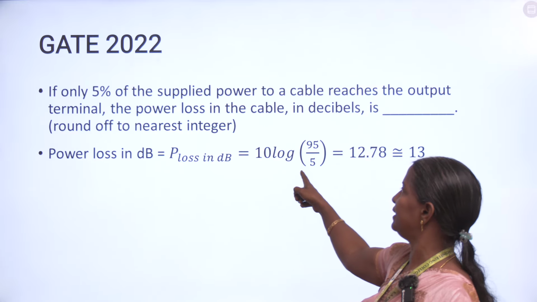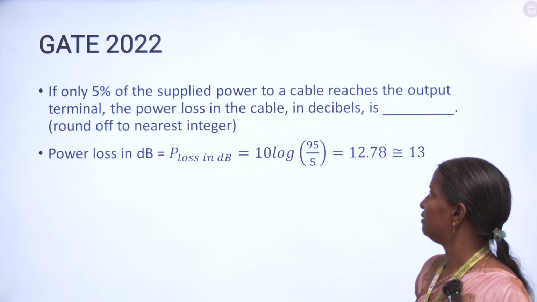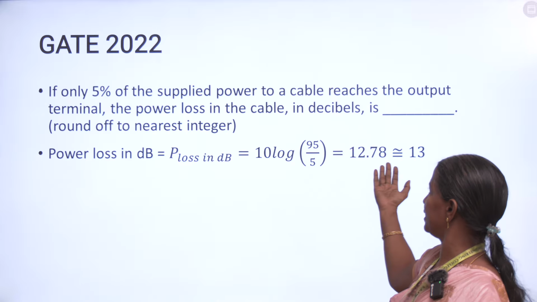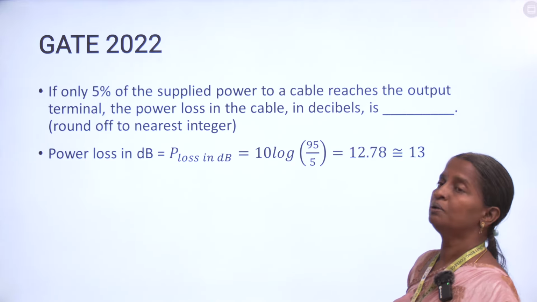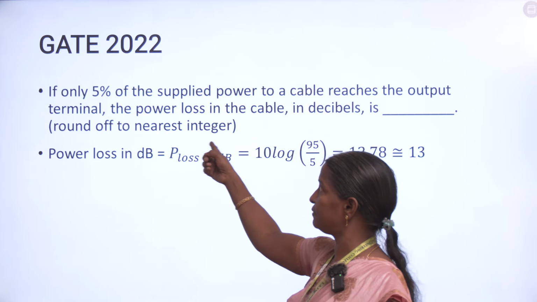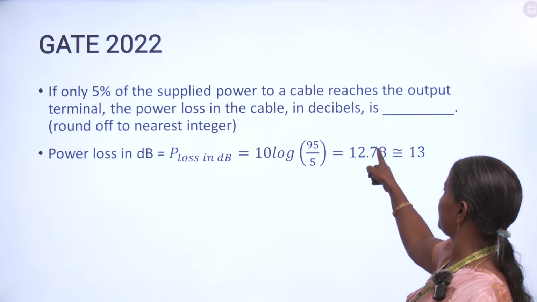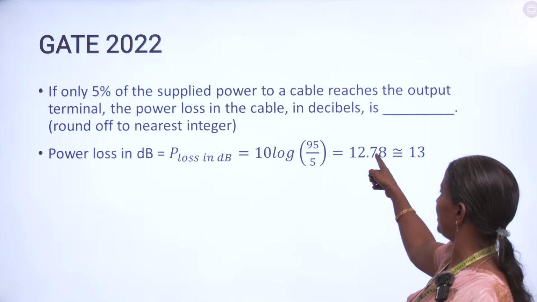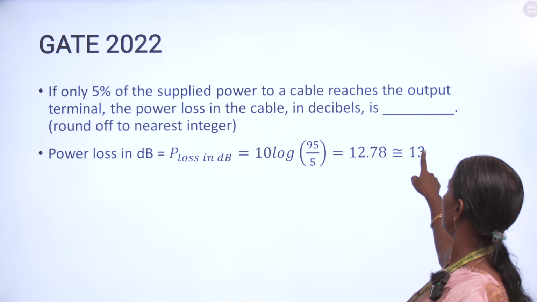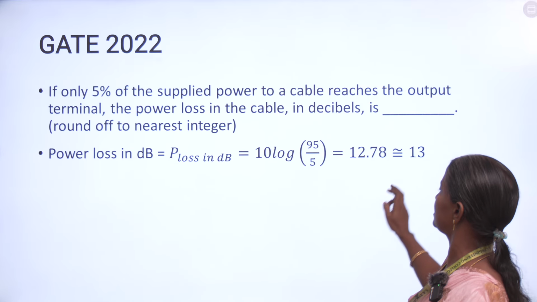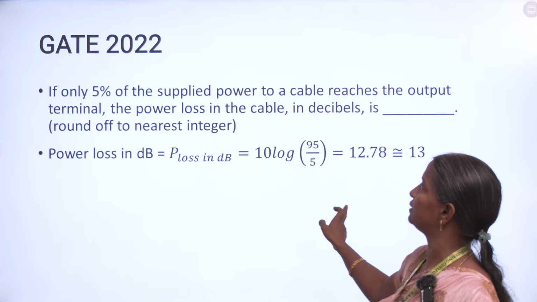So we have to take the 10 log. If you put it in the calculator, you will get the value as 12.78. But in brackets they have given round off to the nearest integer. So we have to round up, because it is 0.7, greater than 5, so you have to round up, that is 13. You have to fill it here.